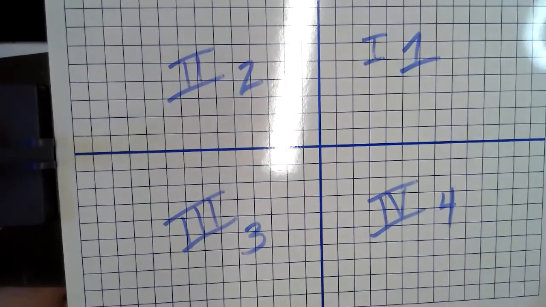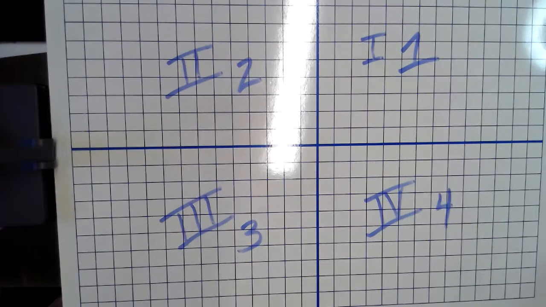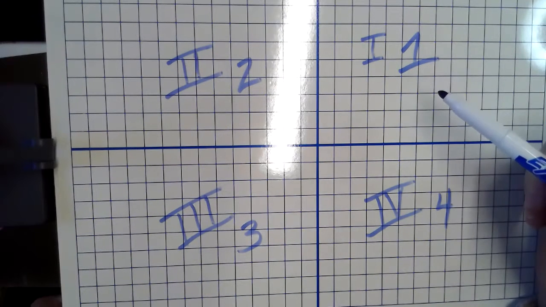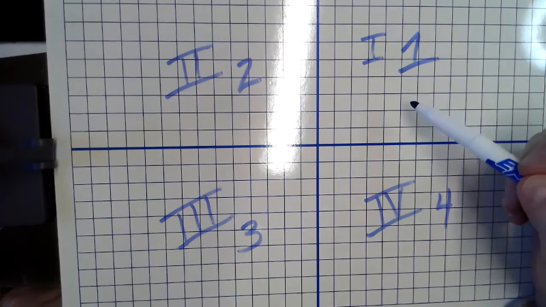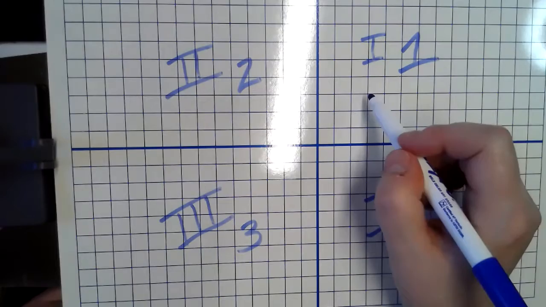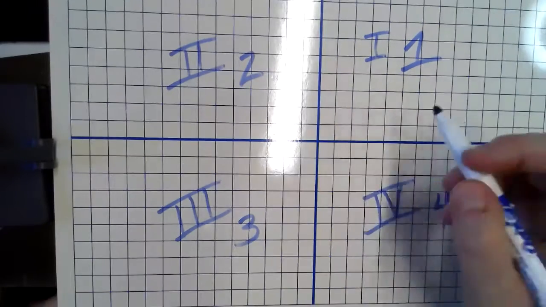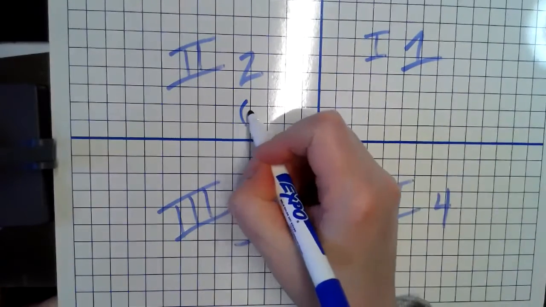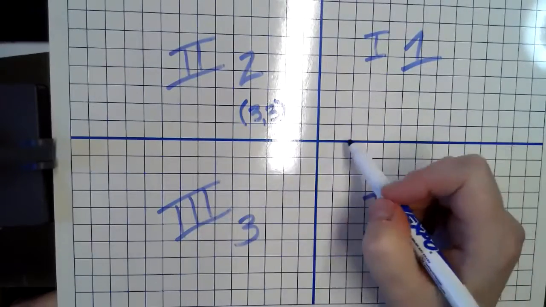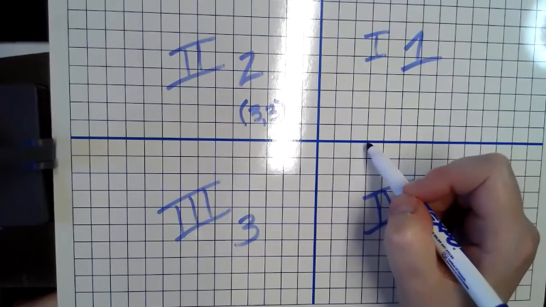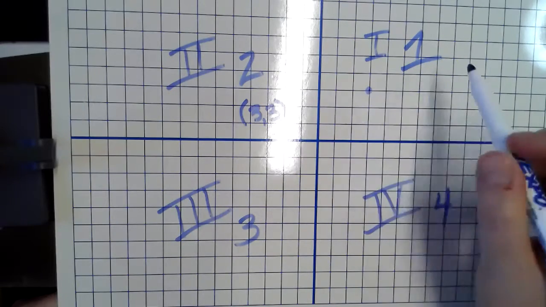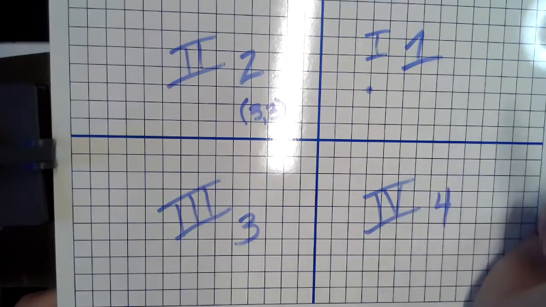Commit that to memory. You need to know it, because you will get questions about what quadrant a line or a point ends up in. Say you've got 3, 3, which would look like this. Then you've got 1, 2, 3 on the X line, 1, 2, 3 on the Y. That point is in quadrant 1.